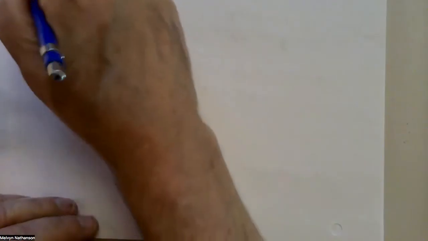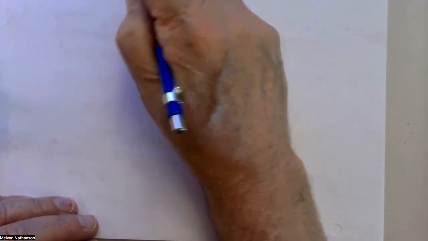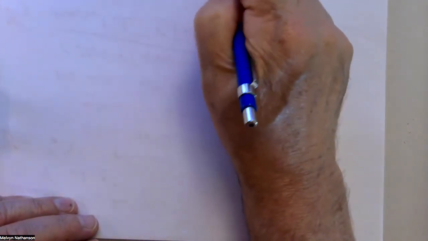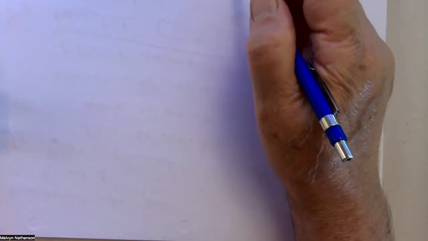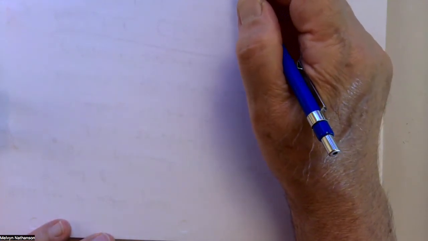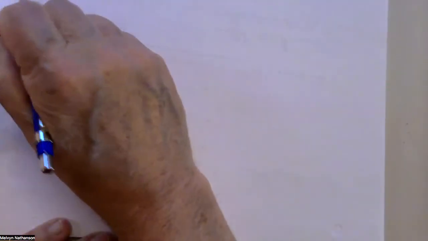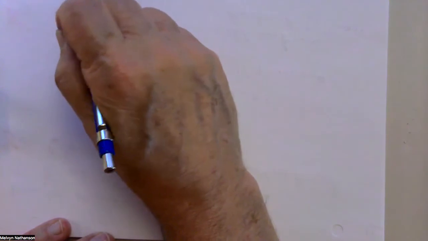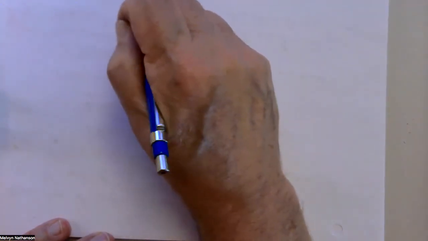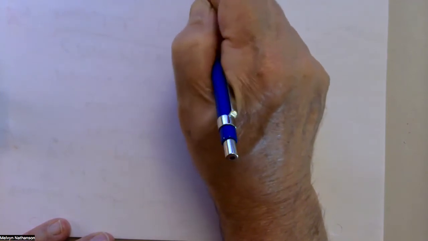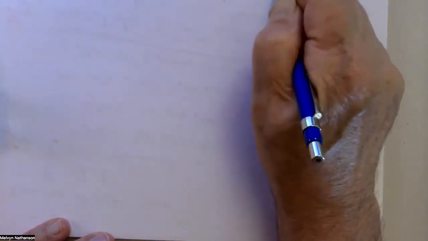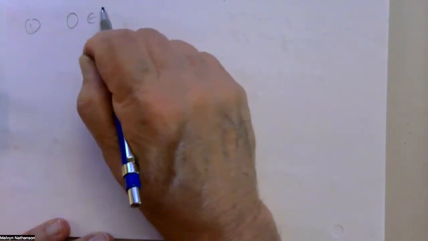Now, a subset W of a vector space V is a subspace of V with the following properties. First of all, the 0 vector belongs to the subspace.